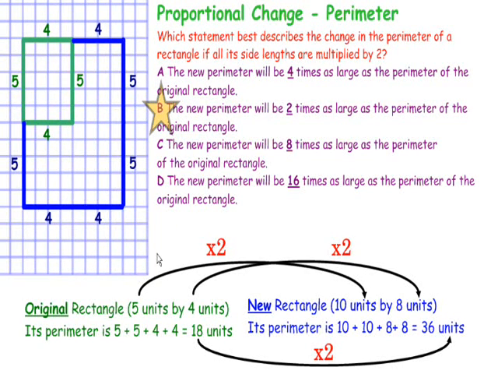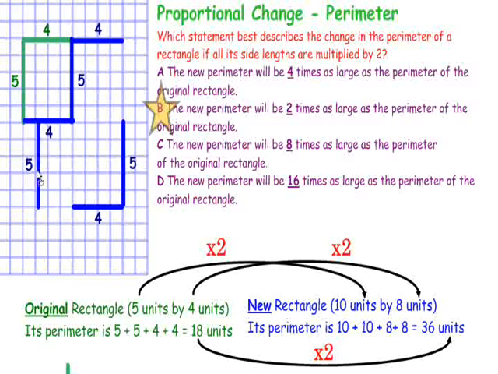What I'd like to show you though is we can actually reconstruct the original rectangle and a duplicate from the perimeter of our new rectangle. Watch what I'm talking about. I can take the 5 and the 4, and of course I have my original rectangle, 5 plus 5 plus 4 plus 4, but I have enough pieces left over to construct an identical rectangle to our original rectangle.